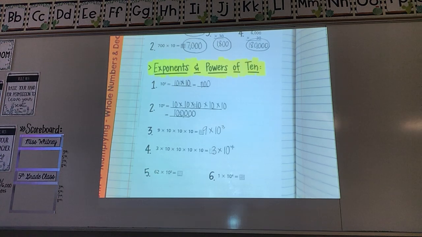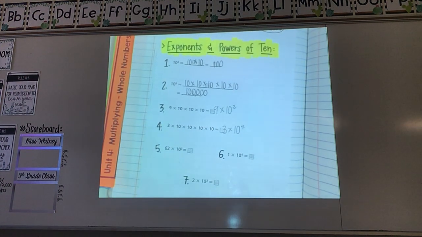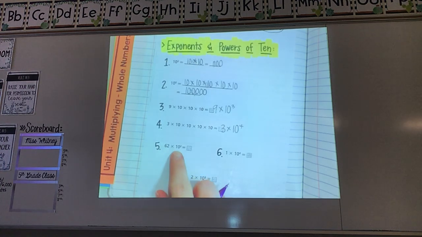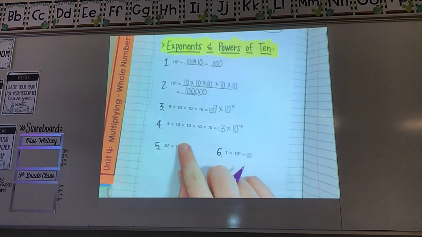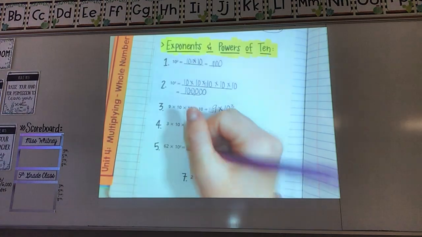All right, and number 5, 6, and 7, we're going to do some multiplying with exponents. So I have 62 times 10 to the power of 2. So cover up that 0 and that exponent just like we were. That leaves me with 62 times 1. What is 62 times 1? That would be 62.